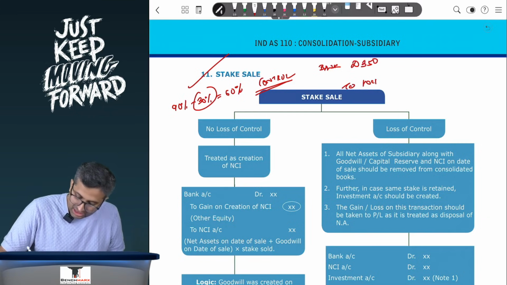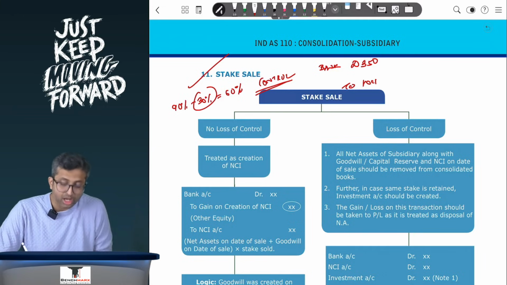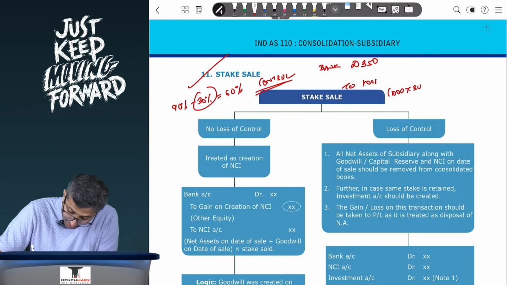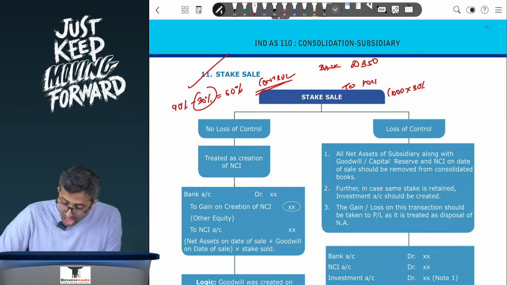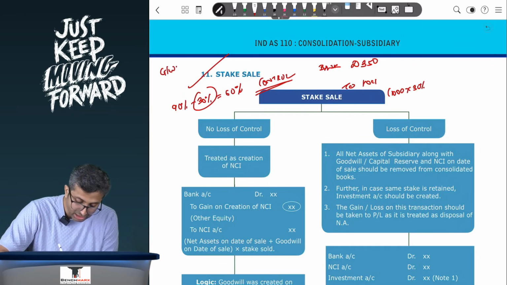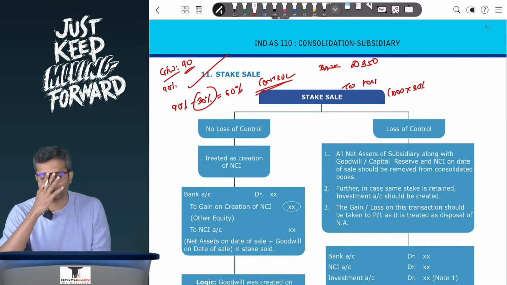When I create this N.C.I., there is a bit of a problem. What will I take? Well, I will take my net assets as on the date. Let's say this is 1000 into 30% that is getting created. Okay, so that should be 300. Perfect. However, remember, there may be a goodwill which was earlier calculated, whether you follow the full goodwill method or the partial goodwill method. Let us say there must be a goodwill of 90 rupees which was created under the partial goodwill method.